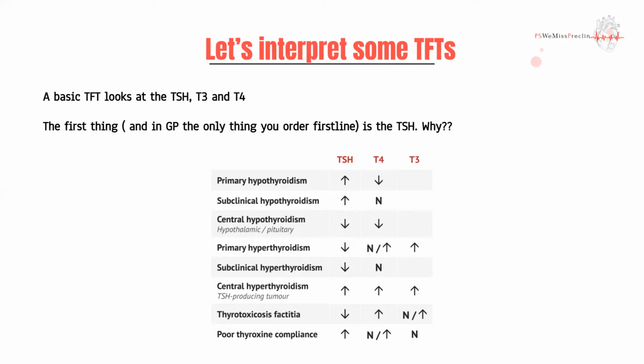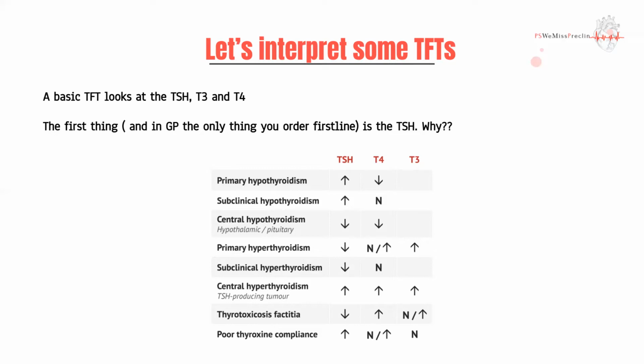So let's talk about a few of these and how they come up in exams and on the wards in hospital. You need to know the difference between primary and secondary hyper versus hypothyroidism. Whenever I say primary, it means that the issue is at the level of the thyroid gland. Secondary means it's at the level of the pituitary. Tertiary would be at the level of the hypothalamus. But we often group secondary and tertiary into central because they both present similarly on TFTs.